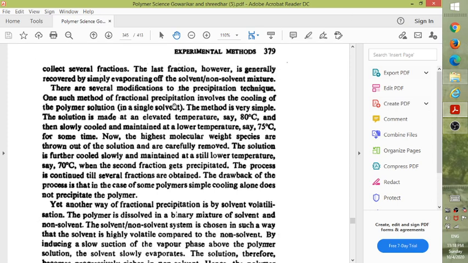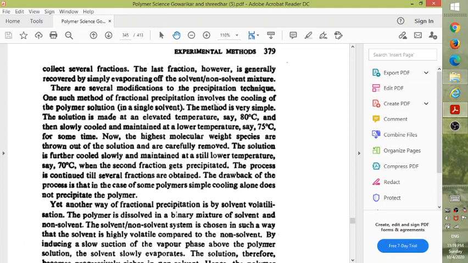One such method of fractional precipitation involves the cooling of the polymer solution in a single solvent. The method is very simple. The solution is made at an elevated temperature, say 80 degrees Celsius, and then slowly cooled and maintained at a lower temperature, say 75 degrees Celsius, for some time. Now the highest molecular weight species are thrown out of the solution and are carefully removed. The solution is further cooled slowly and maintained at a still lower temperature, say 70 degrees Celsius, when the second fraction gets precipitated. The process is continued till several fractions are obtained.